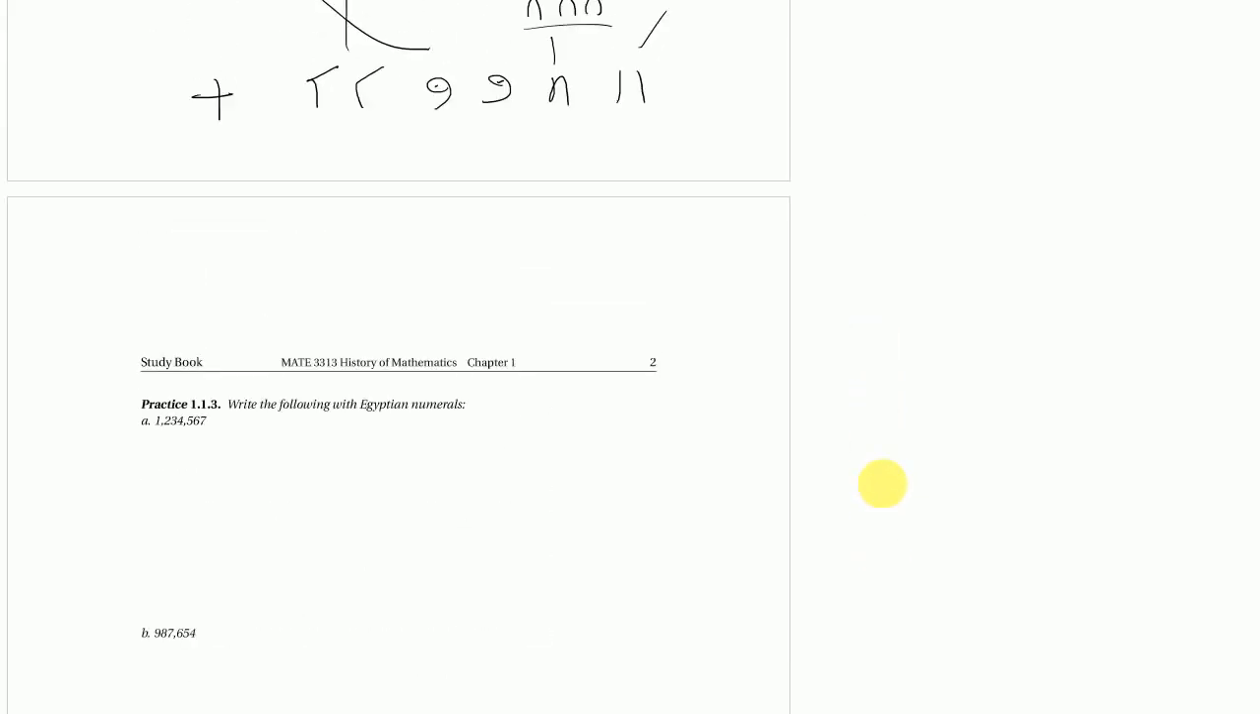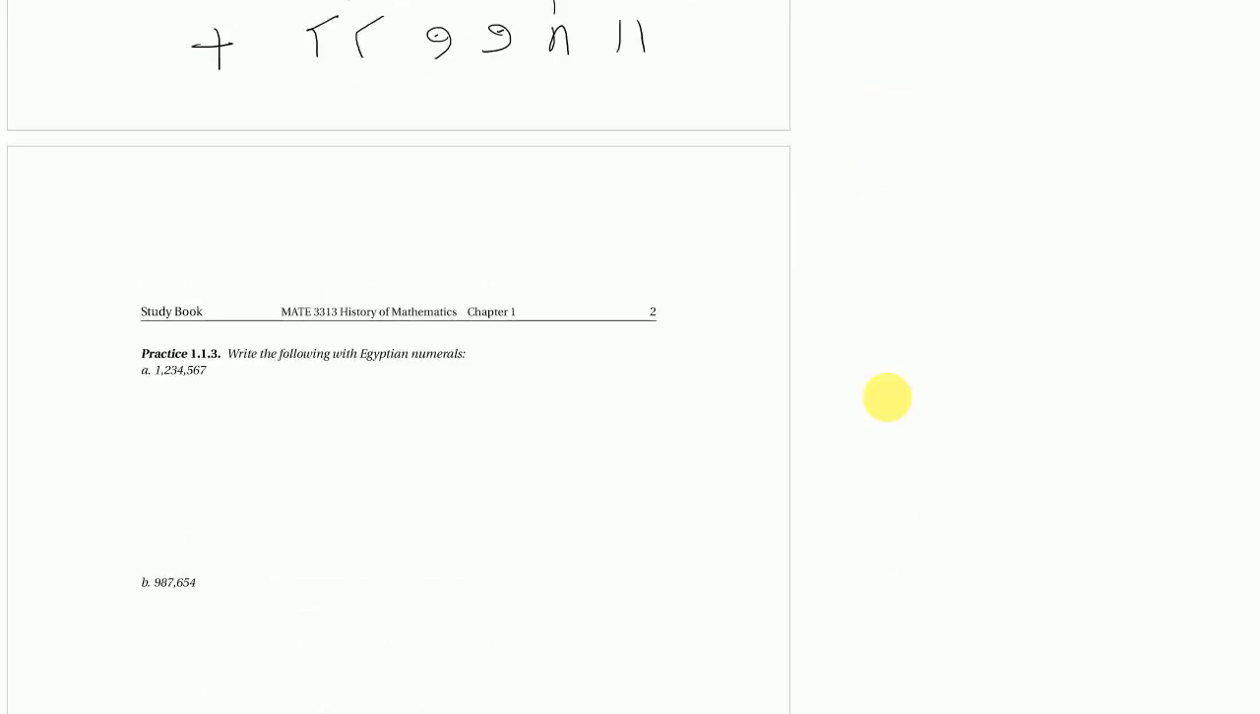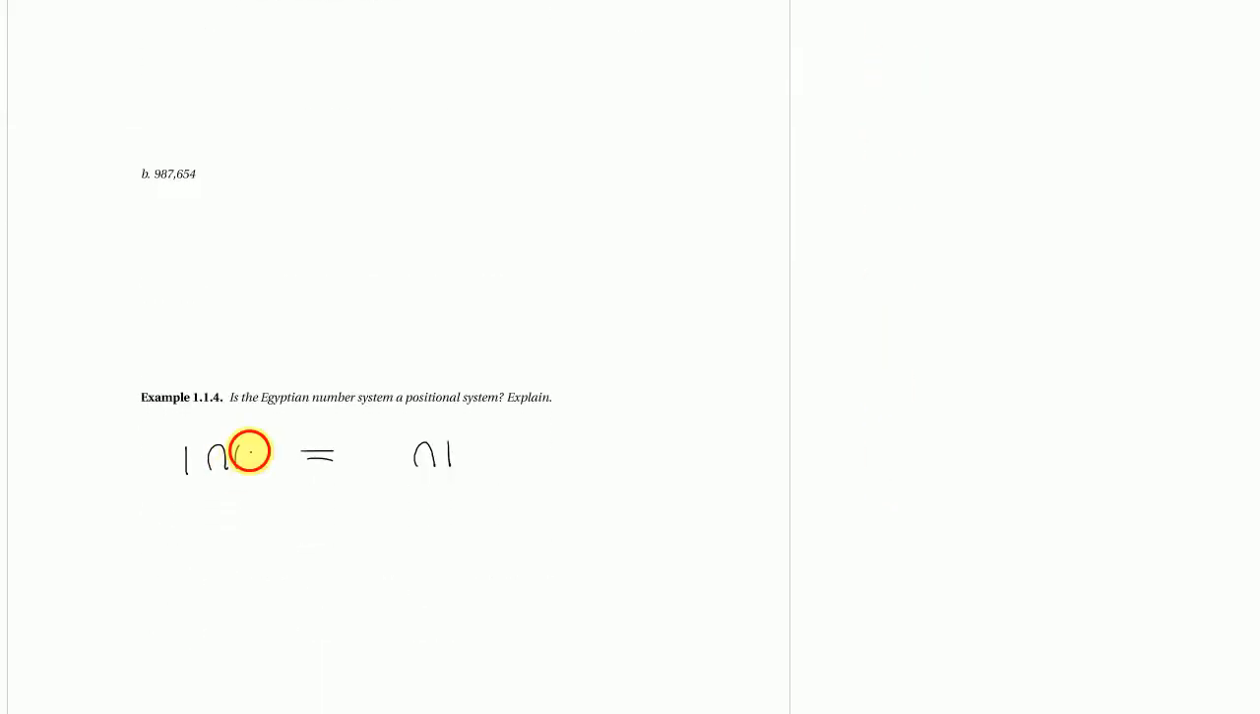Okay, for the next practice, please do, and let me do example 4. Is the Egyptian number system a positional number system? It's not, because simply this one and that's exactly the same number. I should choose some different one because there's no, okay, so let me just use this way.